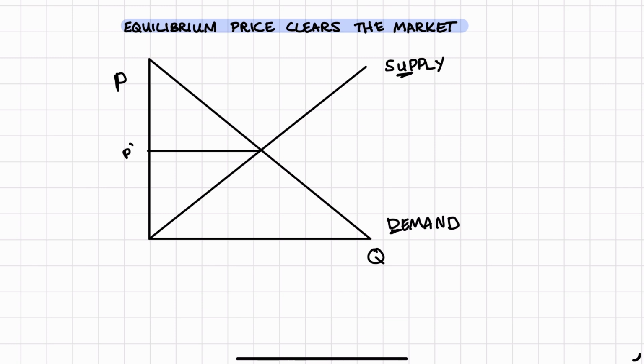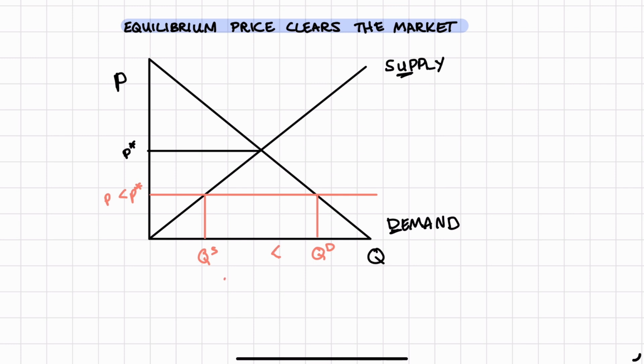I'm just going to label that P star, but then we're going to consider first prices lower than the equilibrium price to see that those prices will not clear the market. So let's take a price less than P star. At that price, our quantity supplied will be less than our quantity demanded. I'll say QD over here. Quantity supplied is less than the quantity demanded.